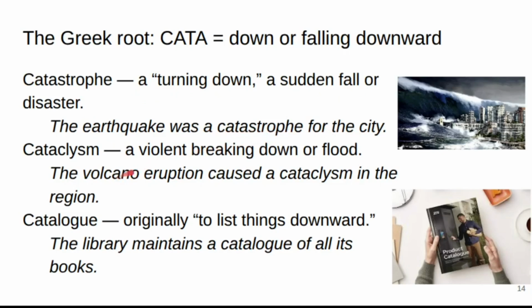Cataclysm describes a violent breaking down or flood, often sudden and dramatic. Example: the volcano eruption caused a cataclysm in the region. Catalog originally meant to list things downward, like arranging items in order. Example: the library maintains a catalog of all its books.